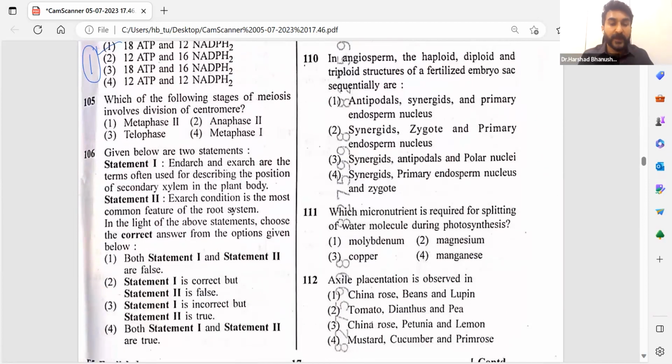Which of the following stages of meiosis involves the division of centromere? The splitting of centromere occurs during anaphase, that too in anaphase 2. So the answer would be anaphase 2.